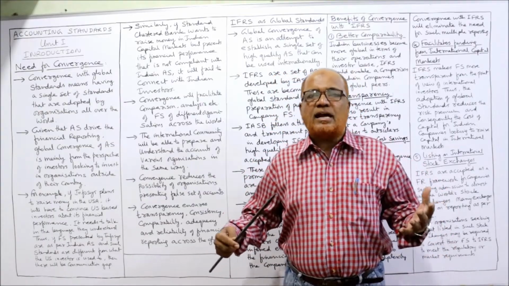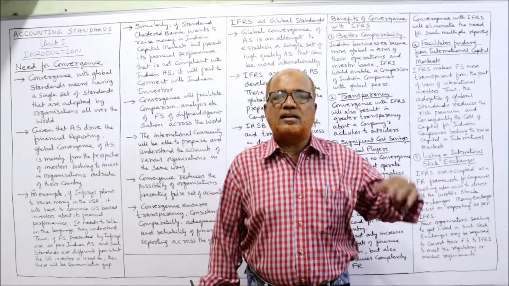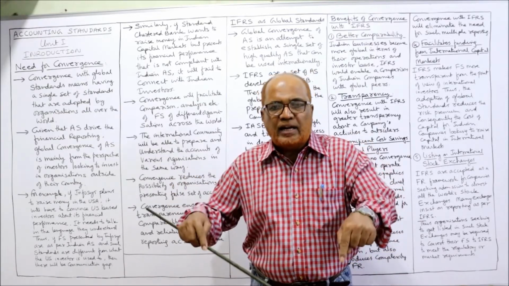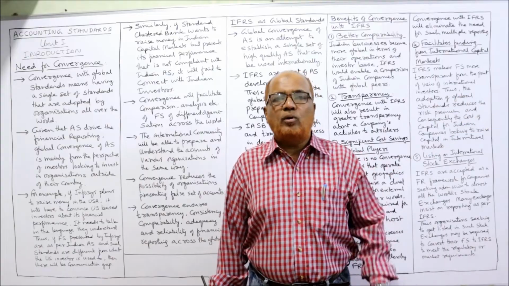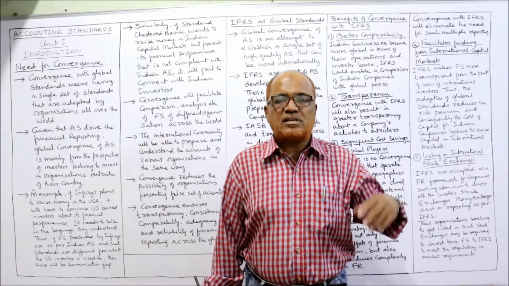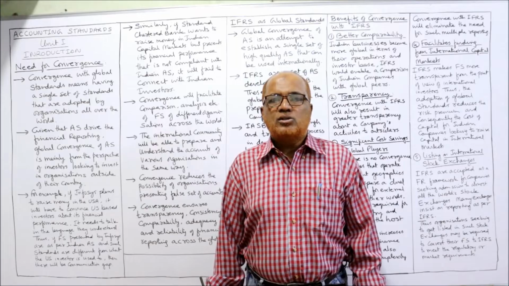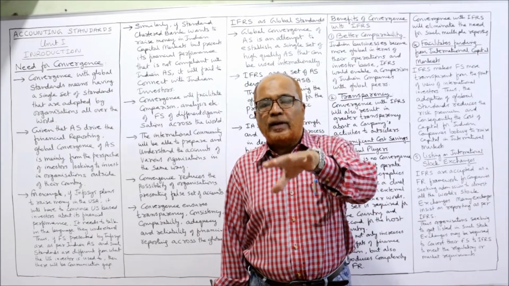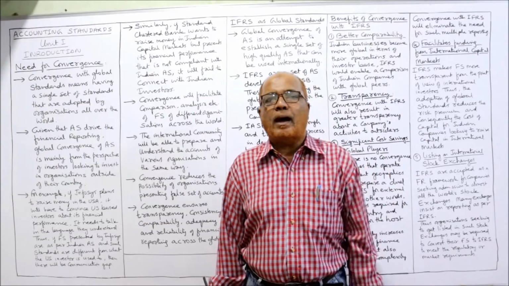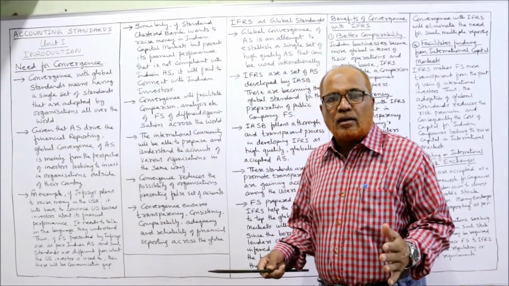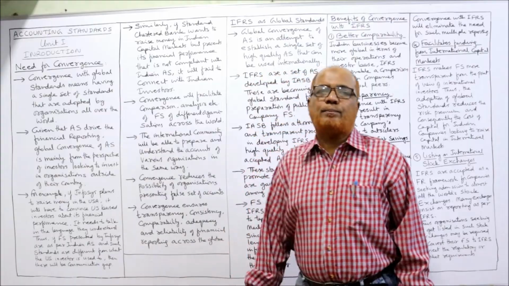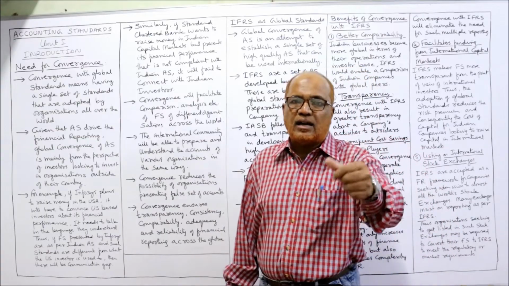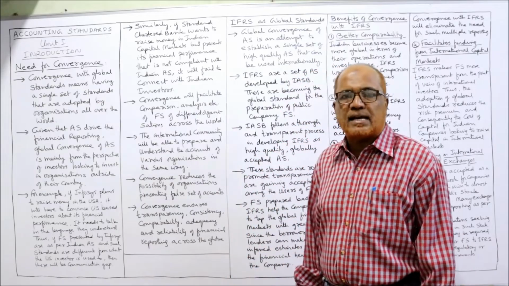Because our accounting standards are different from the accounting standards in the US. If we present the information according to Indian accounting standards, the US investor may not be able to understand. So there should be a common standard which should be understandable in Indian conditions as well as abroad. So here, to remove this communication gap, we need convergence of Indian accounting standards with international or global standards.